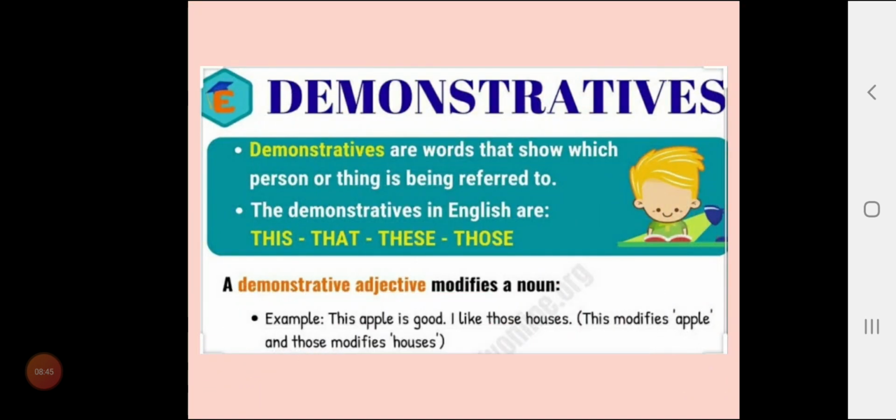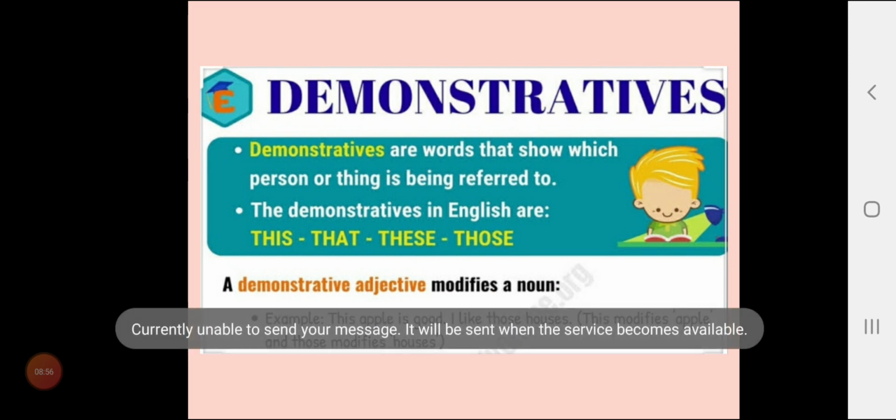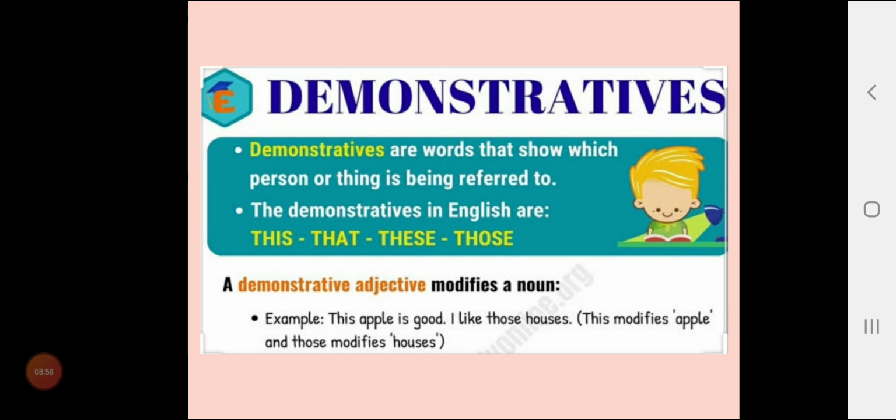Next we'll do demonstrative adjectives. Demonstrative adjectives help us to point out which person or thing is referred to. They are the words that show which person or thing is being referred to. There are only 4 demonstratives in English. They are demonstrative pronouns as well as demonstrative adjectives, so do not confuse them.